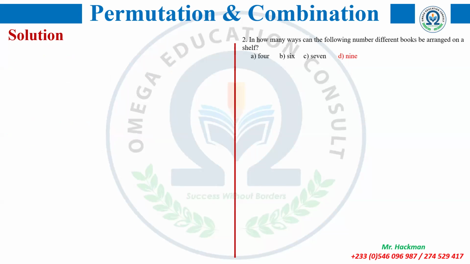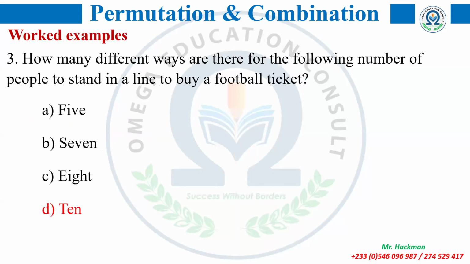Okay, so this takes us to another question which follows. In how many different ways are there for the following number of people to stand in a line? So obviously you are looking at a linear arrangement, to buy a football ticket. Can you see the keyword?